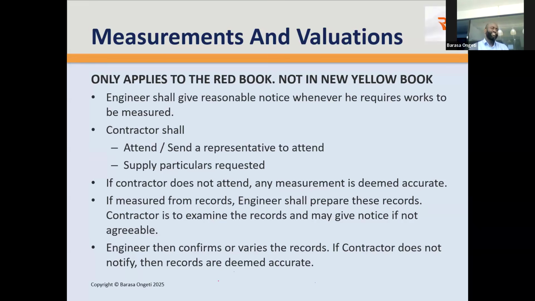Now, ordinarily on site, it's the contractor who calls the resident engineer, hey, Mr. Engineer, let's go measure the works. But the wording of the contract is that the engineer should give notice. Reasonable notice. Again, the word reasonable appears here, Mr. Mark Oroko. When you want the work to be measured, the contractor should attend or send a representative. If you do not attend, then the engineer will take the measurement and deem it as accurate.